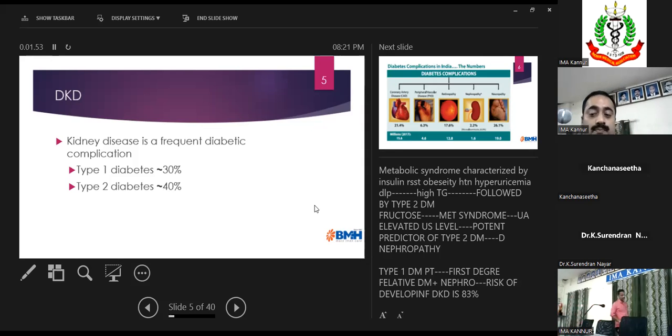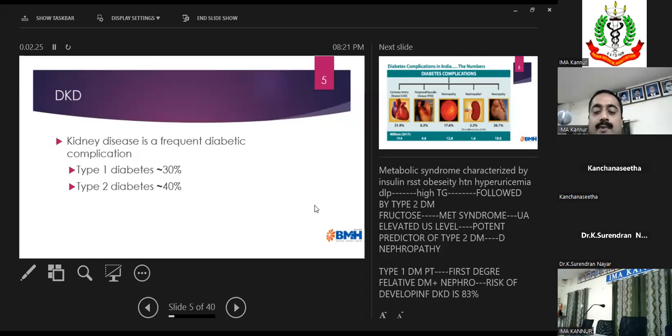The metabolic syndrome, characterized by insulin resistance, obesity, hypertension, dyslipidemia and high triglycerides, usually follows type 2 diabetes. The aerated drinks, or those drinks now available which have a high element of fructose, actually precipitate these metabolic syndromes and create an elevated uric acid level. There are a lot of studies that have proved that a raised uric acid level is an early marker of type 2 diabetes and gradually diabetic nephropathy.